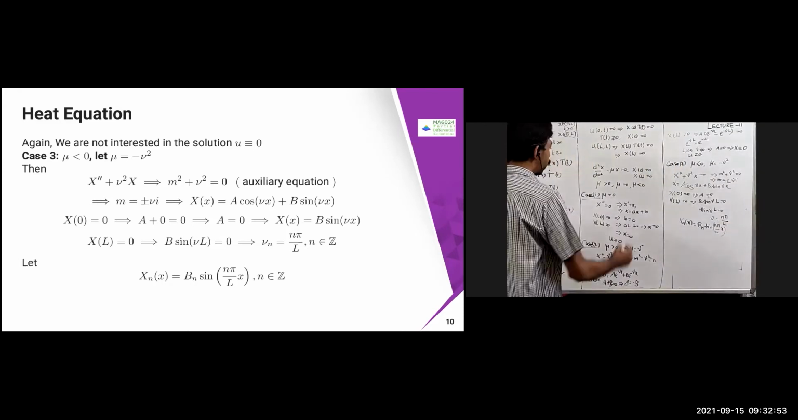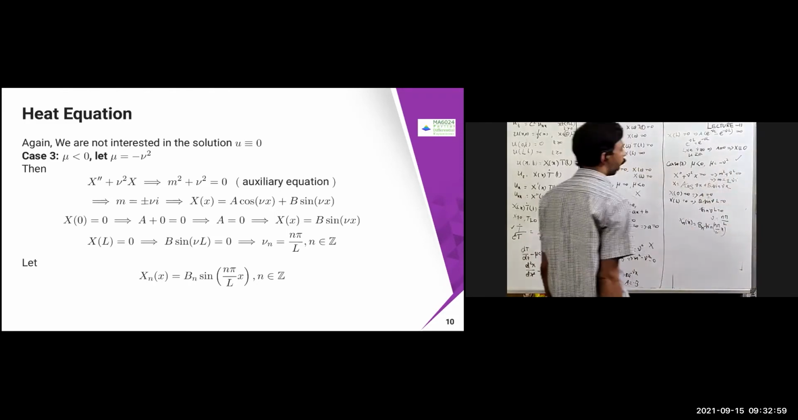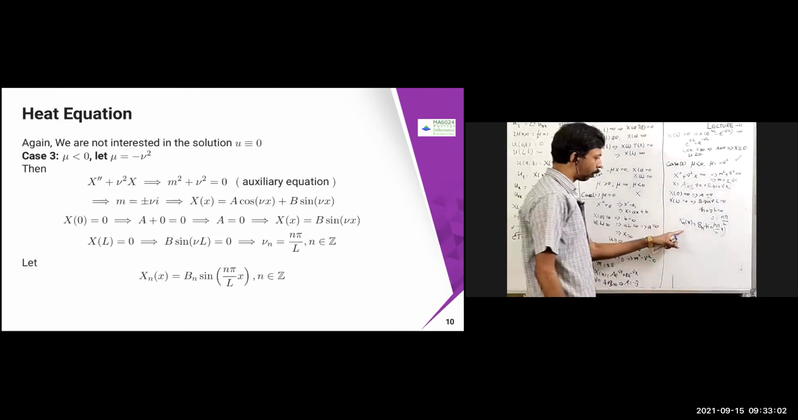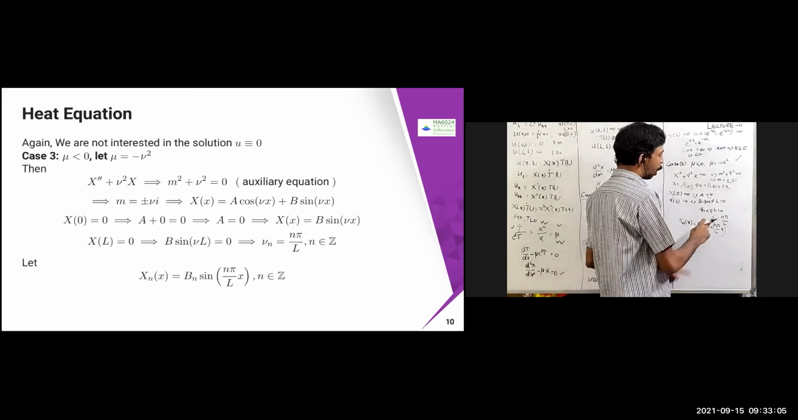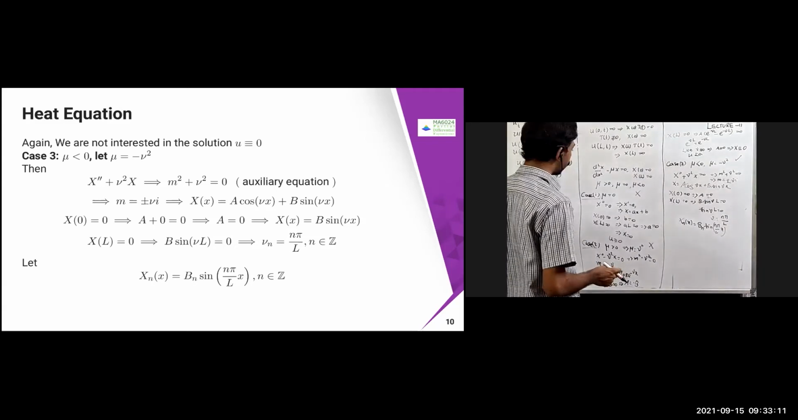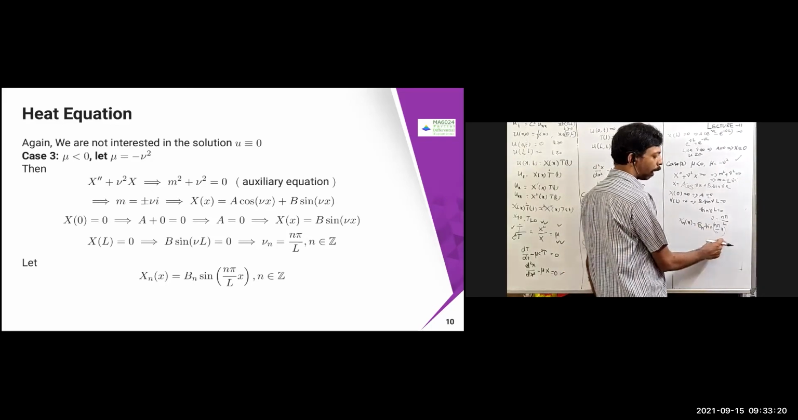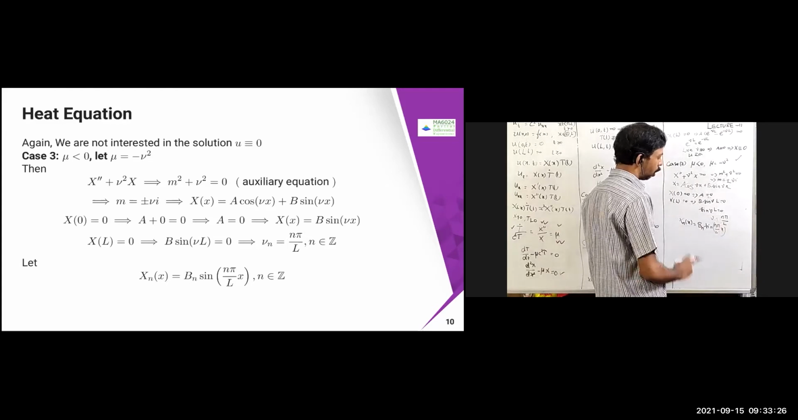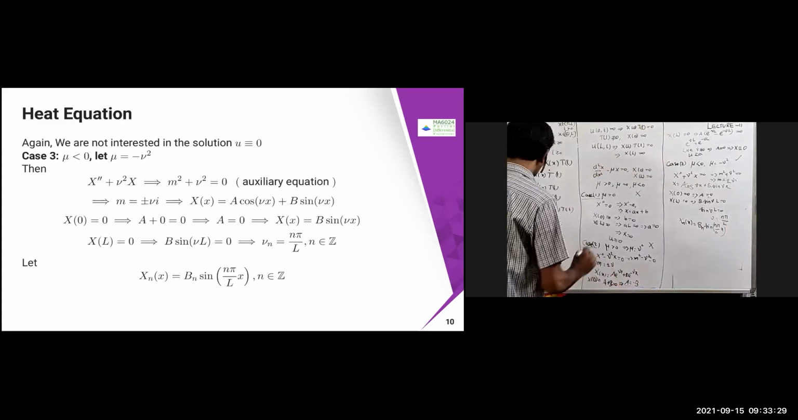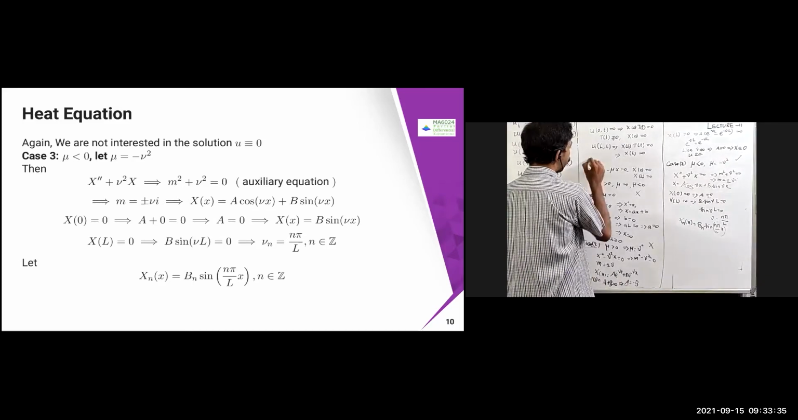So case 1, I'm not getting anything. Case 2, I'm not getting anything. Only for case 3, I got a non-trivial solution, which is x_n of x. This ν depends on n, so I'm changing this also to x_n of x, because it depends on two things: one is n, the natural number, the integer, and x also. So x_n is equal to B_n sin of nπ by L into x. Here I'm putting B_n because I'm going to have a different constant for each n. So this is the solution for the problem. So far we have solved only this problem, the d square x by dx square problem. Only this problem we have solved so far.